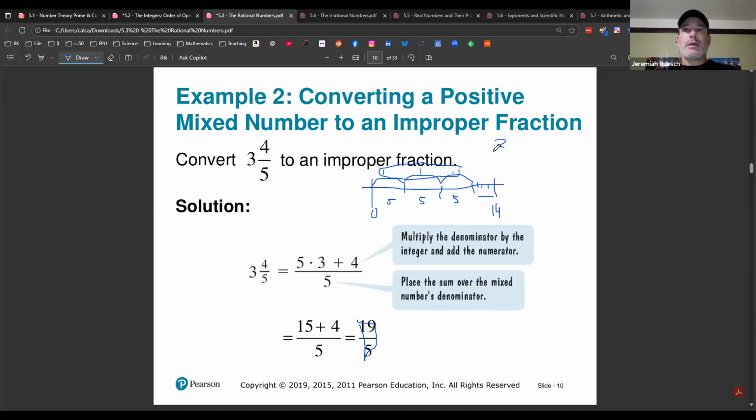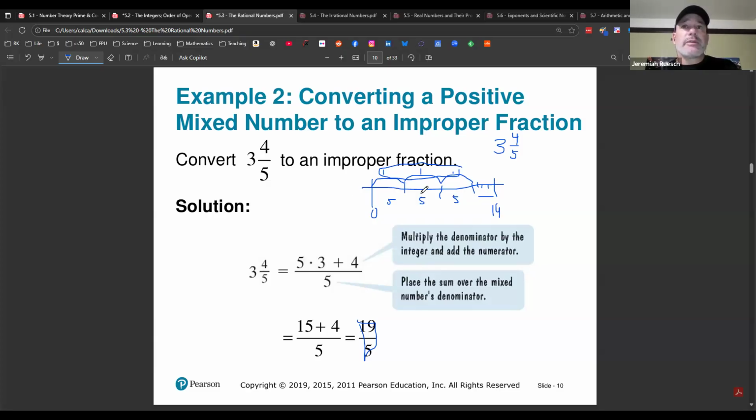So there are 3 equal groups of 5, and then what's left over is the 4 out of the 5 left over. And so that's how you can uncover or go backwards from a mixed number, or from an improper fraction to a mixed number. But always remember that the denominator is telling you how many sizes of equal groups you have in the larger number.